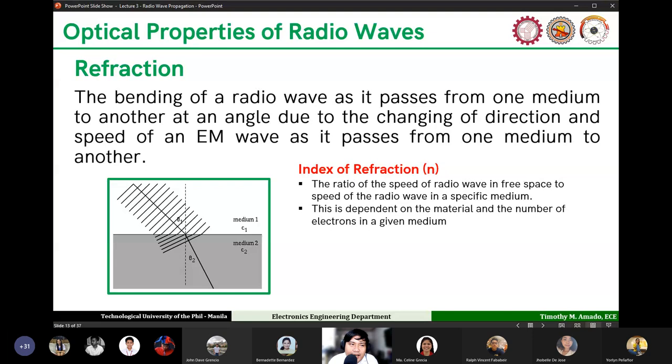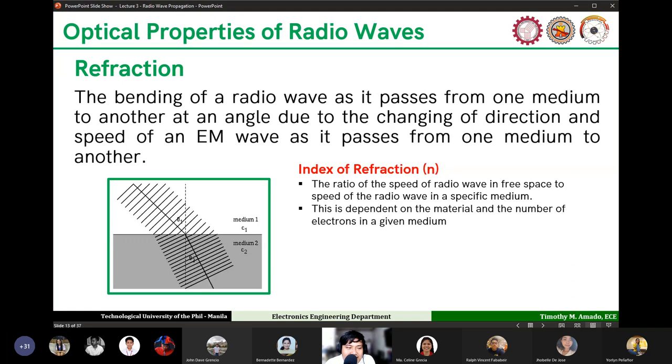Okay, now let's talk about the optical properties ng radio wave. So, as we all know, guys, the light, yung light mismo, which we studied last time when we studied the optical fibers. Okay, so yung light is a transverse electromagnetic wave or technically a radio wave. So, ibig sabihin guys, yung mga properties ng light is also present pagdating natin sa radio wave. So, here's the optical properties ng radio wave. So, number one is refraction.